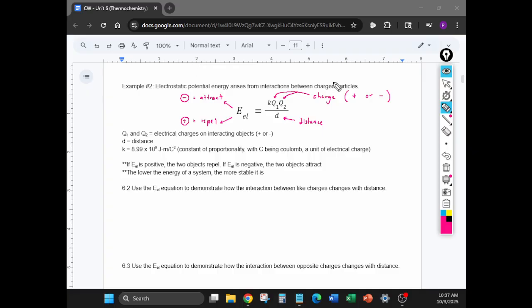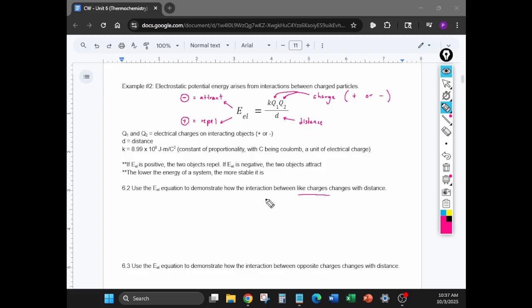And then the distance just tells you, if something is far away from each other, how that affects the attraction and repulsion. So we're going to do 6.2 and 6.3, or I'll do 6.2, and then we'll try 6.3 on your own. But this is how we can use this equation to demonstrate and prove some of the things that we already know. We're going to use this equation right here, and the question is asking how like charges, how their interaction changes with distance.